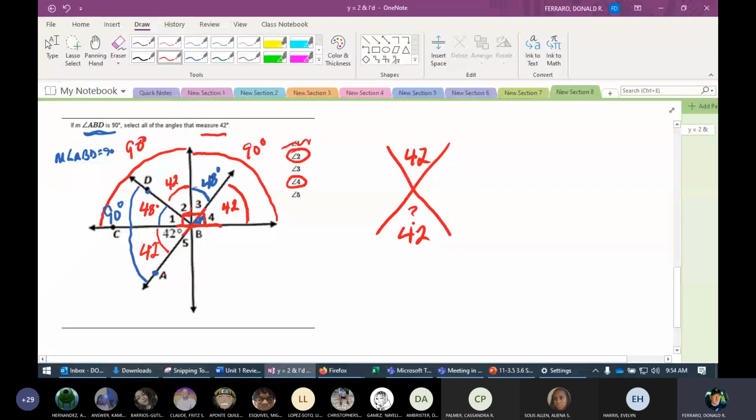All right. And I could go in and say, oh, these are vertical angles, 48, and this one is also 48. Okay. And angle B right here is vertical to 1 and 2, and we know that's 90, so that's 90 degrees. So my answers here are 2 and 4. Angle 3 is 48, so I can eliminate that. And angle 5 was also 48, so I eliminate that. Those are my two answers, angles 2 and angle 4.